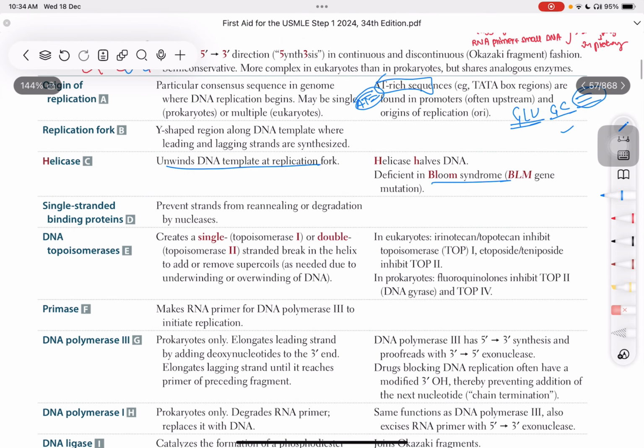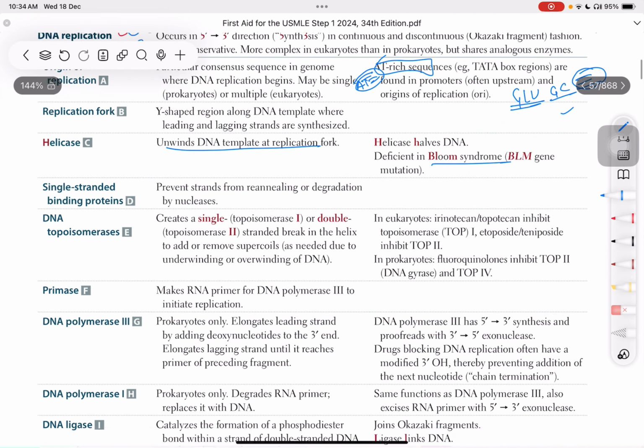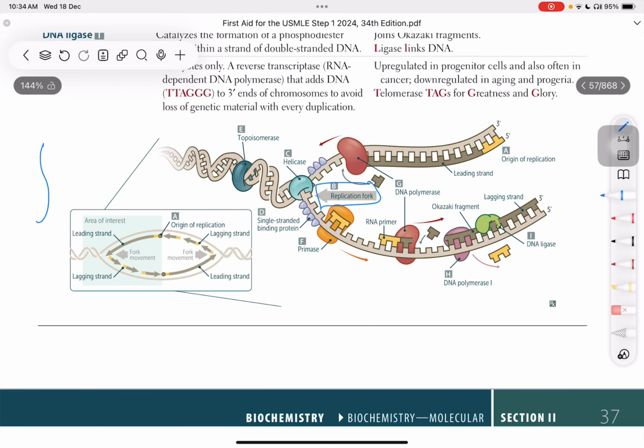form the replication fork. Single stranded binding proteins prevent strands from re-annealing and degradation. See, once you unwind these strands, they are even close to each other.